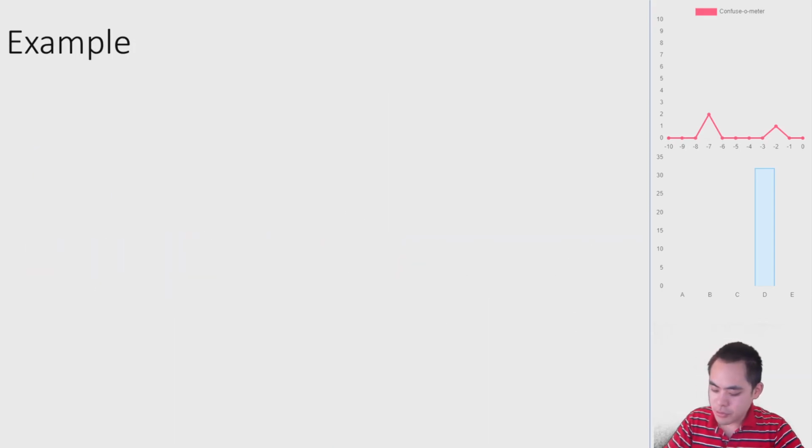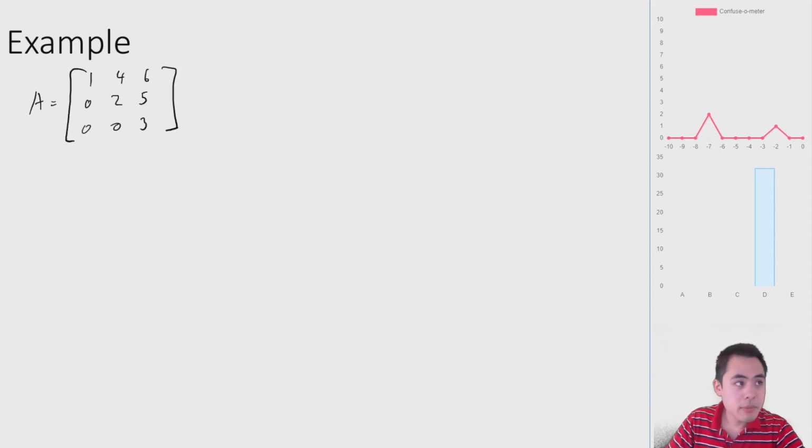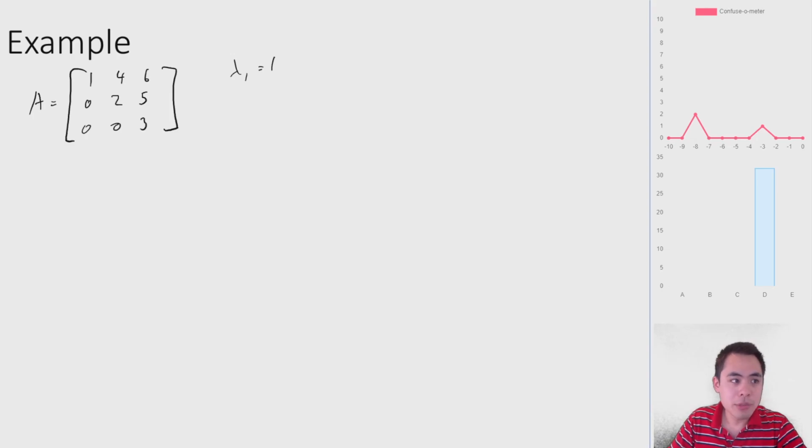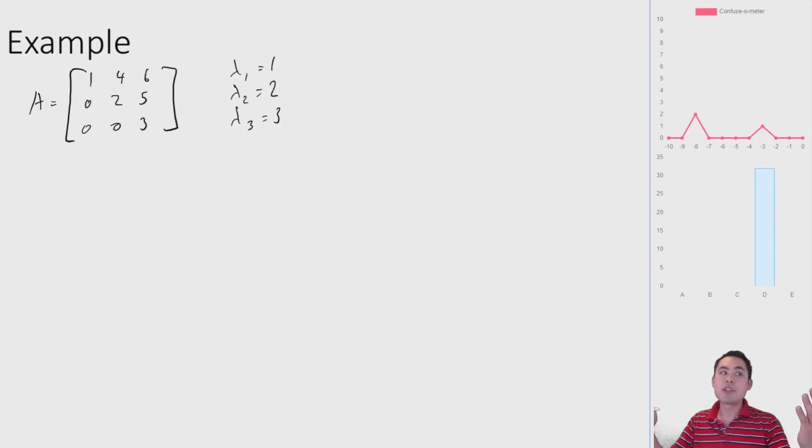So let's do another example. This one's going to be A is equal to 1, 2, 3, 4, 5, 6, 0, 0, 0. Let me try with this other example and see if that makes things a little bit more clear. Okay, so we have lambda 1 is equal to 1, lambda 2 is equal to 2, and lambda 3 is equal to 3. Because this is a triangular matrix, we know the eigenvalues are just on the diagonal, which makes life easier. So let's start by considering the case where lambda 1 is equal to 1.